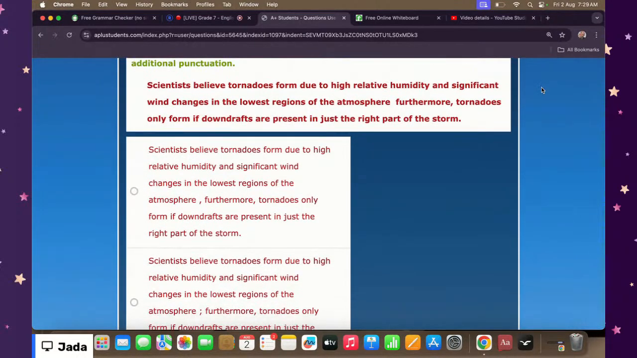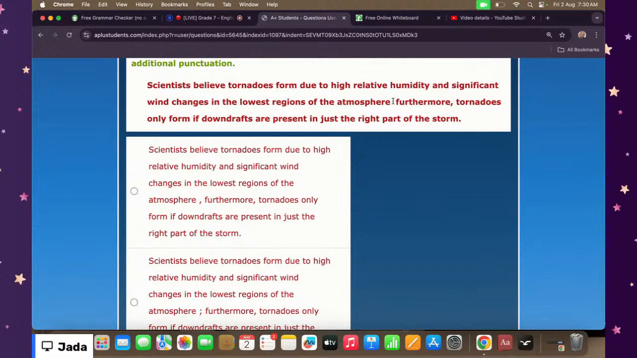Scientists believe tornadoes form due to high relative humidity and significant wind changes in the lowest region of the atmosphere. Furthermore, tornadoes only form if downward drafts are present in just the right part of the storm. Now we have "furthermore," a conjunctive adverb, over here. What is supposed to be here? Of course, we know that we are supposed to have our semicolon. So you have your semicolon if you have furthermore, however, nevertheless, all the conjunctive adverbs.